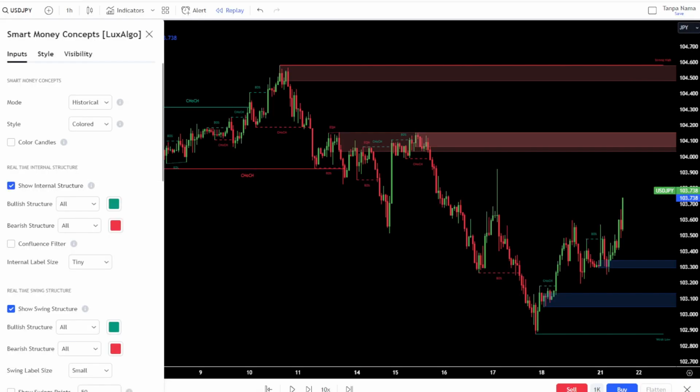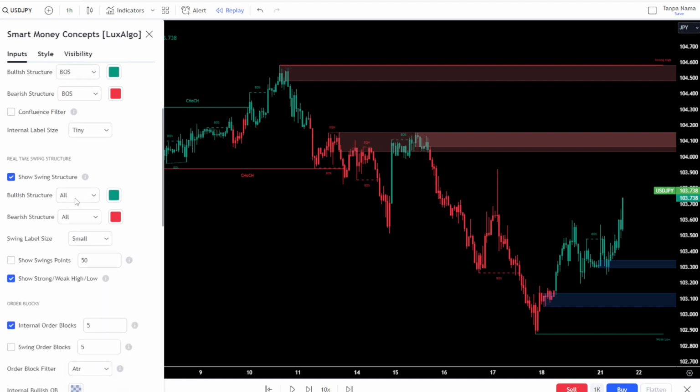Now, let's make some adjustments to the indicator. Leave the mode and style options at the default settings, then check the box for color candles. For the show internal structure option, change it to BOS. This applies to both bullish structure and bearish structure.